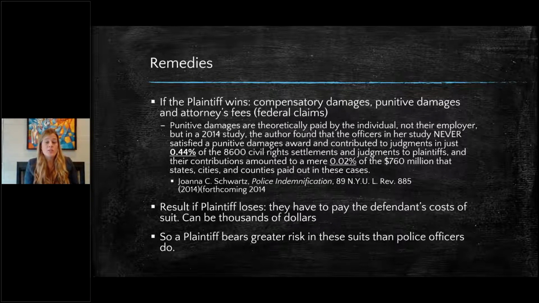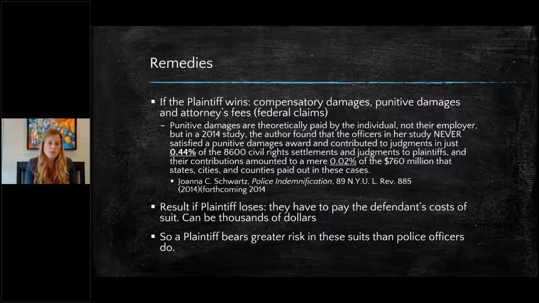And I think it's a big question whether they actually do. If the entity paying is almost always the municipality and almost never the police officer, I think there's a big question about that. The result of a plaintiff losing is that they have to pay the defendant's costs of suit, which can be thousands of dollars. So a plaintiff actually bears a greater risk in these lawsuits than police do. If a person brings a lawsuit and they lose, they're going to owe out of their pocket several thousands of dollars.